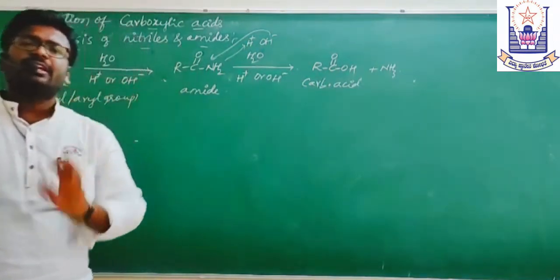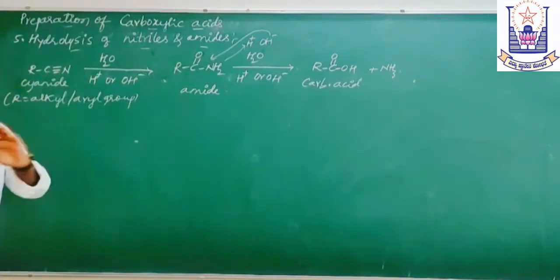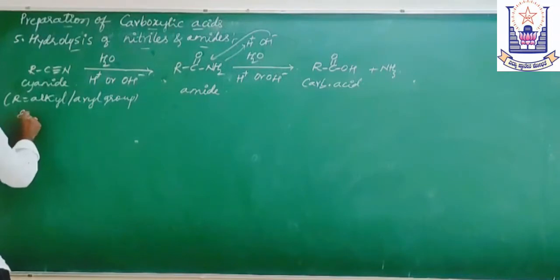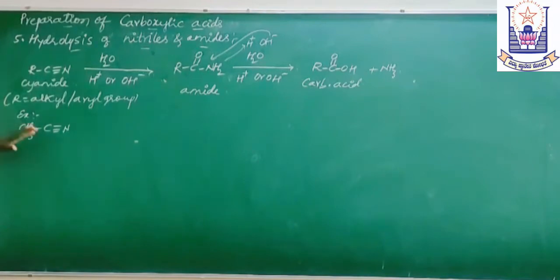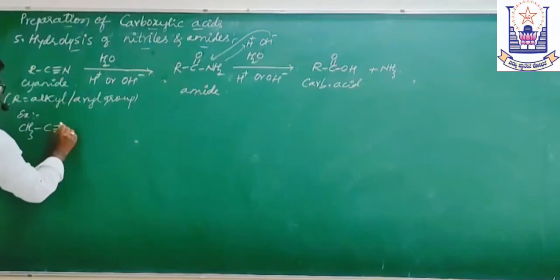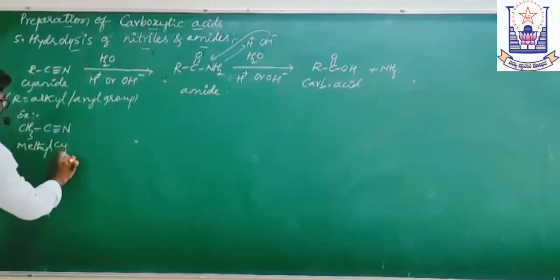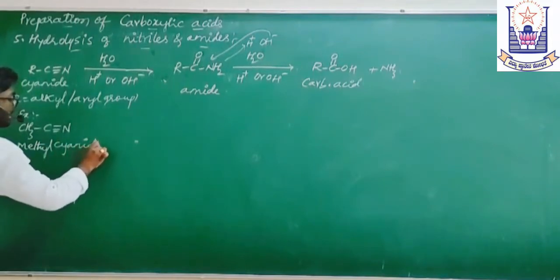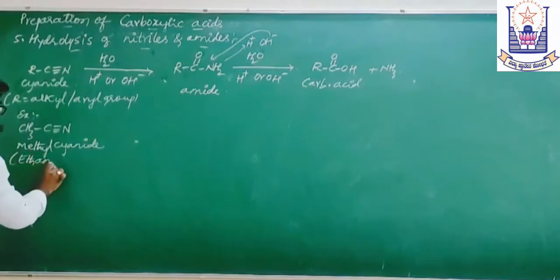Let us replace this R with an alkyl or aryl group. For example, take CH3CN. This is called methyl cyanide, or ethane nitrile.